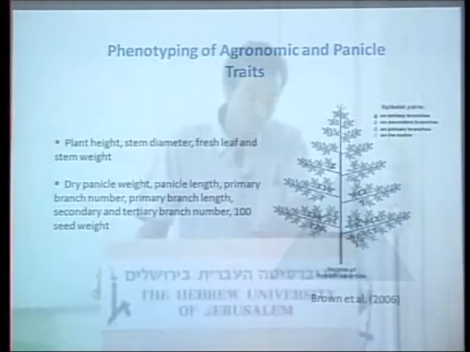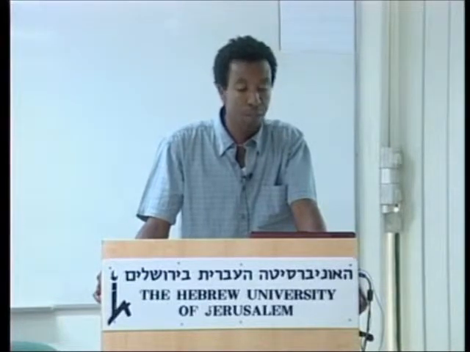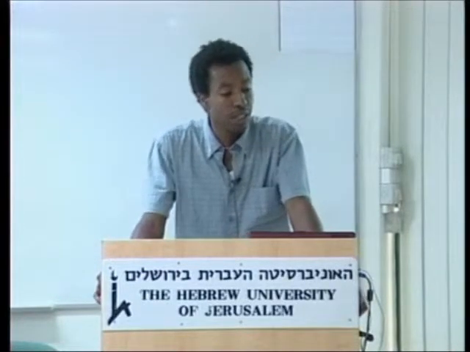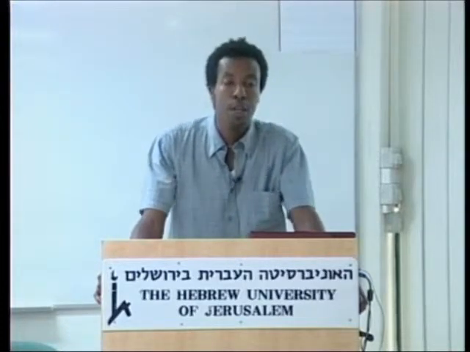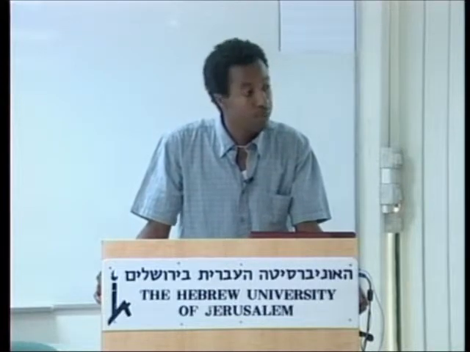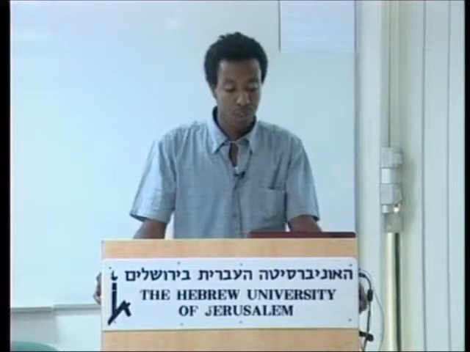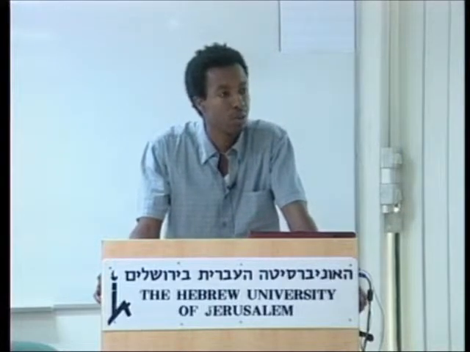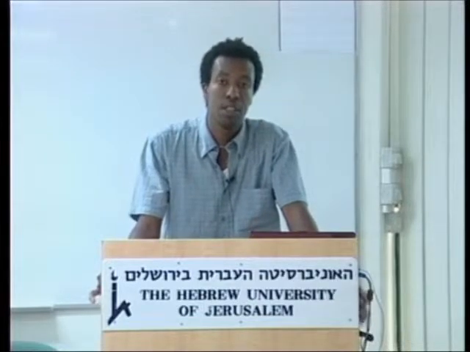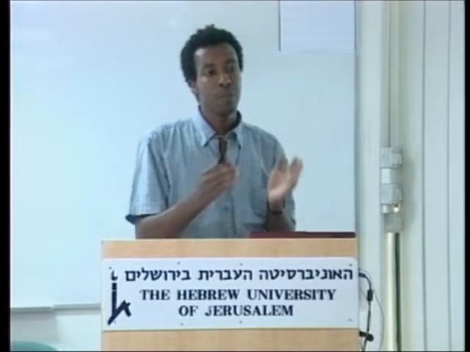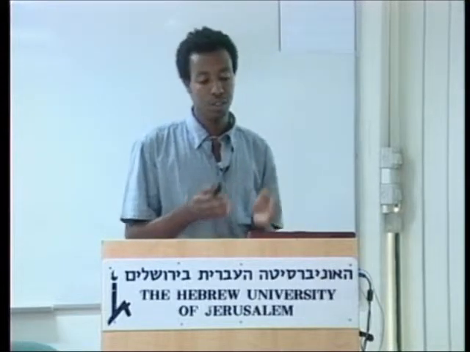Beyond this, we go into detail of the panicle architecture, like primary branch number, primary branch length, secondary and tertiary branch number, and 100 seed weight. This is because there is extensive branching in sorghum, and we wanted to see which of the inflorescence characteristics of sorghum architecture contribute to yield, as well as the multiplicative effect of the different traits coming from the different parents. So we did a dissection experiment on this also.